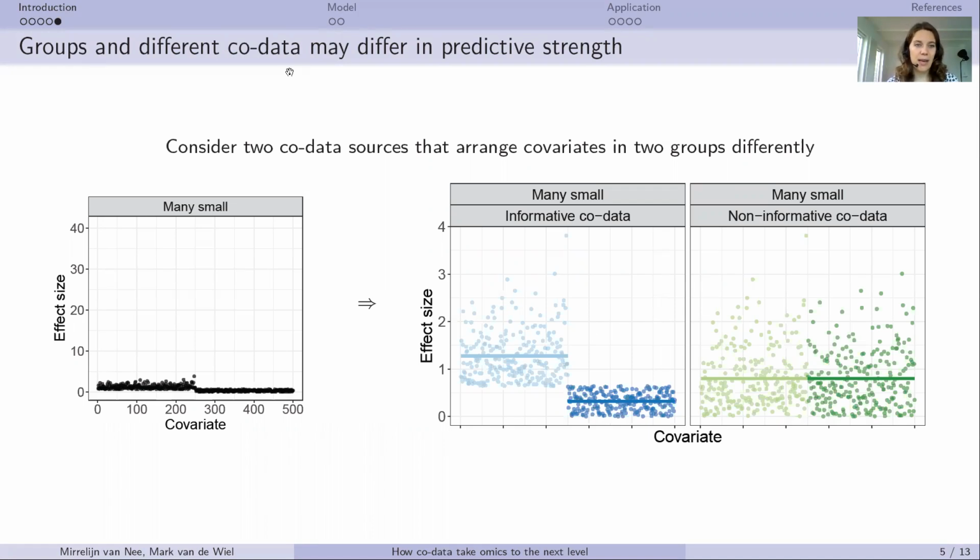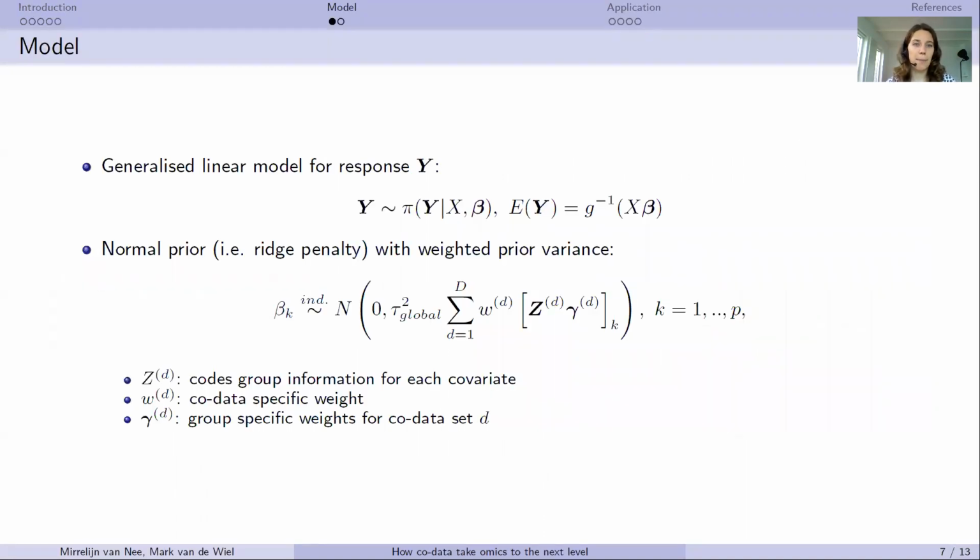So as an example, if I have these many small effects and I might have two groupings, a green grouping and a blue grouping. And in the first blue grouping, you see that there is a difference in average effect size in the first group and in the second group. But in the second grouping, the green grouping, the average effect size is the same in both groups, so that's not really informative. So we would like to quantify the average effect size or the importance of groups, but also the importance of codata groupings. That leads us to our following model.